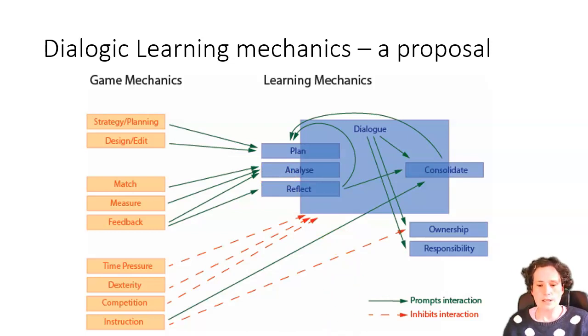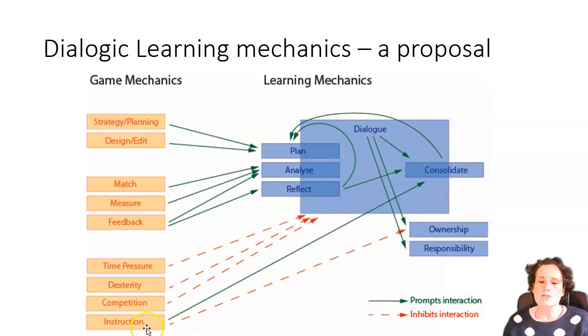So there are these three categories: the game mechanics, the preliminary learning mechanics, and the resulting learning mechanics. It should also be noted that some game mechanics in my modelling inhibit dialogue. Time pressure, dexterity, and competition all inhibit dialogue. Generally, this is thought to be competing cognitive load. It's very difficult to have a fruitful dialogue while I'm trying to balance a meeple on top of another meeple.